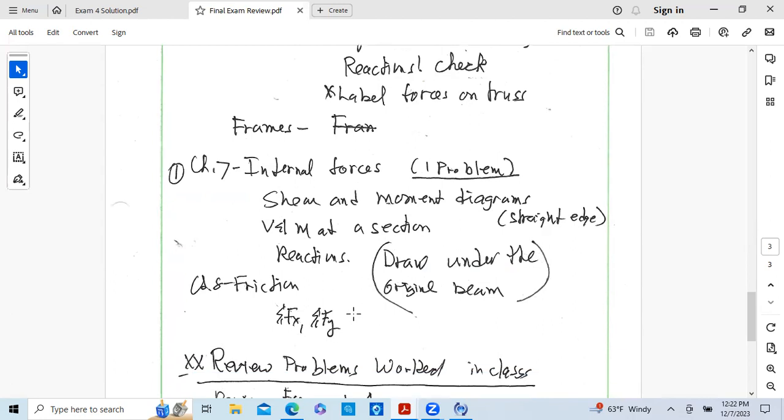And friction, this could be an extra credit problem here. Usually it's just solved summing forces in x and y, and maybe a moment equation. So if I give you a friction problem, it'd be an extra credit problem. So the one problem will be shear and moment diagrams.